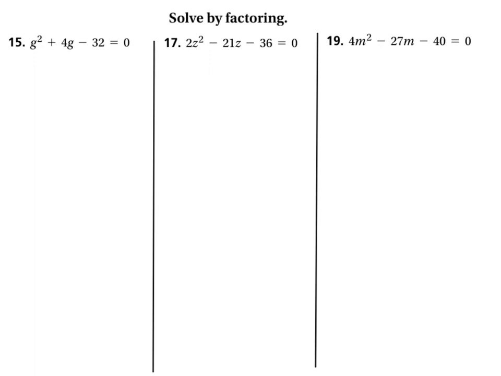All right, solve by factoring. The first thing that we need to do is we need to factor these polynomial expressions into their binomials that can multiply together to make them. And then we can set each binomial equal to 0 and solve for the values of, in this case, g, that would make the whole expression turn to 0.